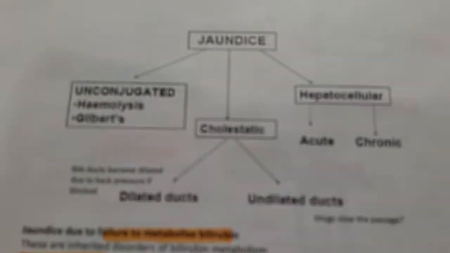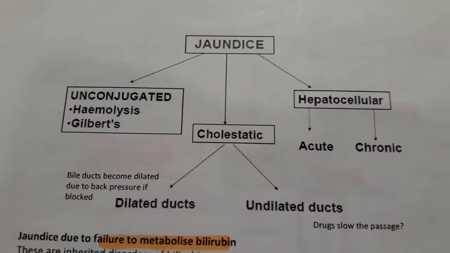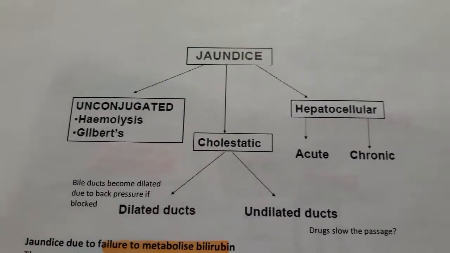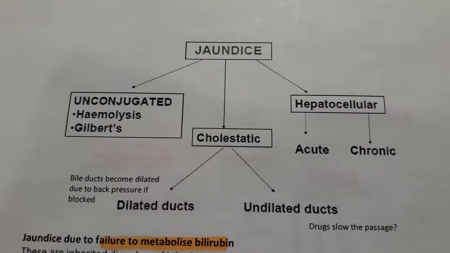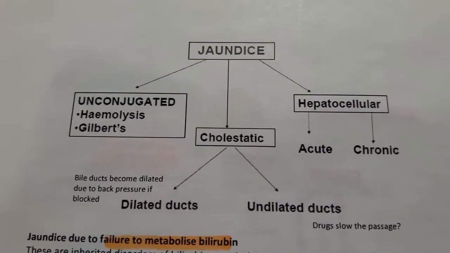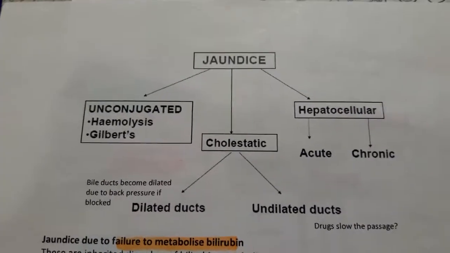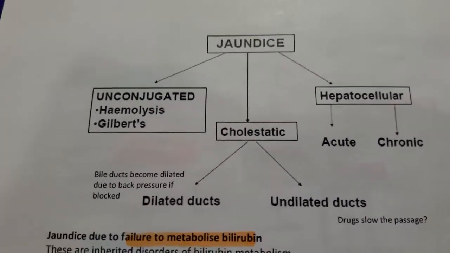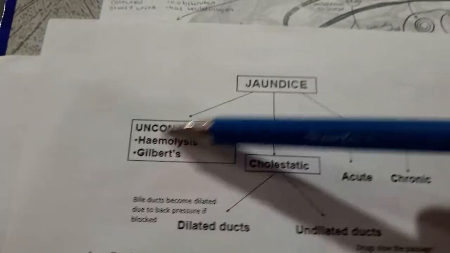HS 4.4. So as we've seen, there are different ways of categorizing the different types of jaundice. There's unconjugated versus conjugated hyperbilirubinaemia, and there's pre-hepatic, hepatic and extrahepatic causes. And you can also think about it like this. So unconjugated is hemolysis and Gilbert syndrome.